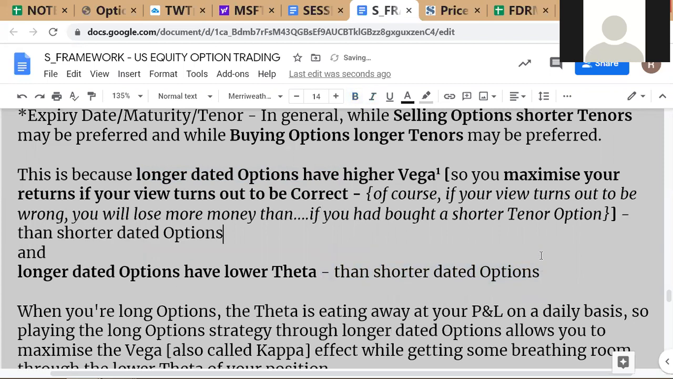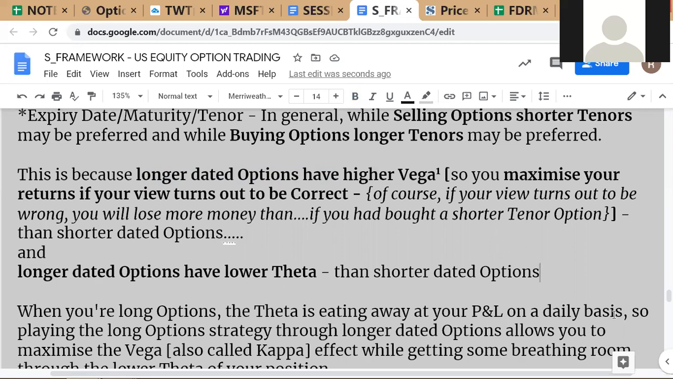Okay, so the rule that I'm giving you, selling options of shorter tenors and buying options of longer tenors, there are two reasons for that. They are connected to Vega and theta. First we are explaining the Vega part of it, and we are putting in a complete sentence there. And then we are breaking it up with an 'and'. Then we are saying longer dated options have lower theta than shorter dated options.